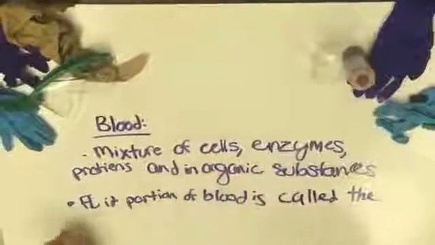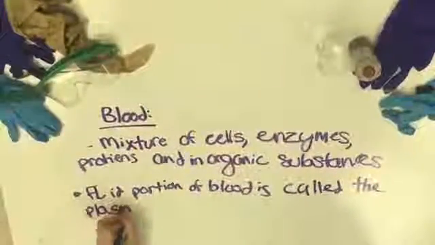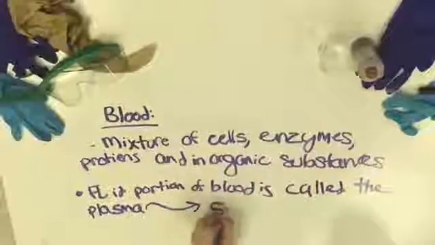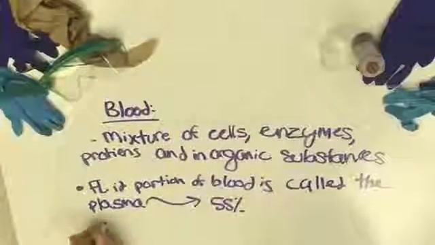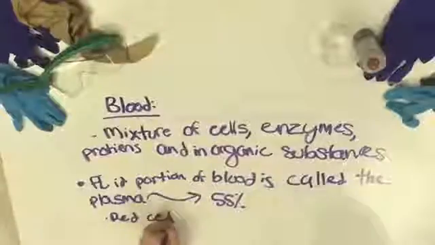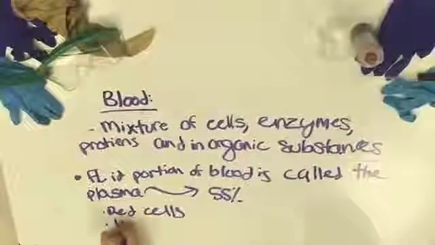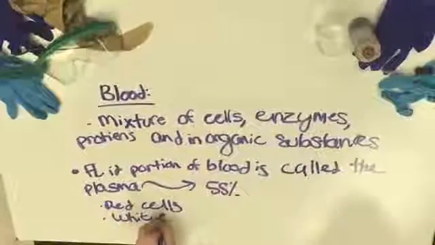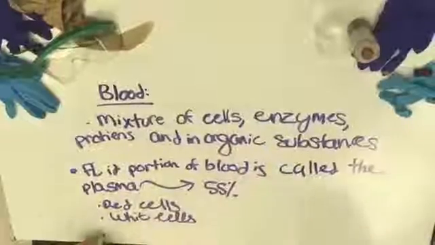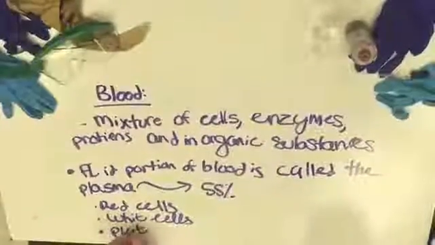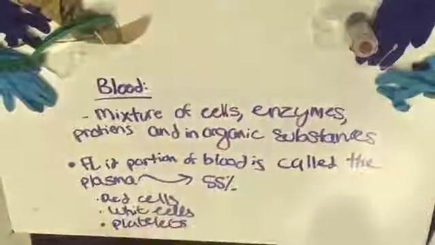Blood is a mixture of cells, enzymes, proteins, and inorganic substances. The fluid portion of blood is called plasma, which makes up about 55% of blood content and is primarily water. Including plasma, there are erythrocytes, which are red blood cells, leukocytes, which are white cells, and platelets.